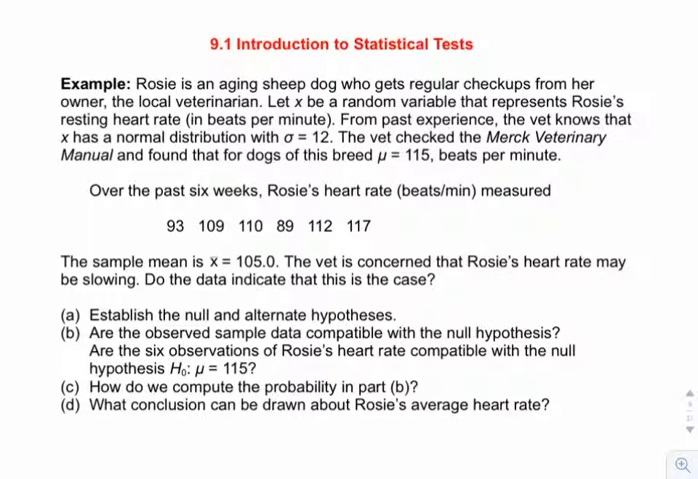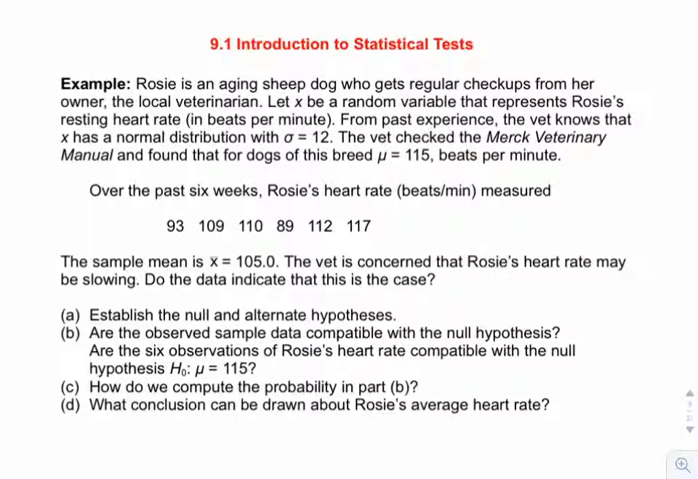We're going to now look at an example for our hypothesis testing. So let's read this. Rosie is an aging sheepdog who gets regular checkups from her owner, the local vet. Let X be a random variable that represents Rosie's resting heart rate in beats per minute. From past experience, the vet knows that X has a normal distribution with a standard deviation of 12. The vet checked the Merck veterinary manual and found that for dogs of this breed, the mean μ is 115 beats per minute.